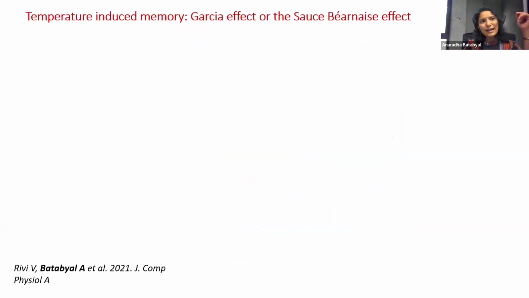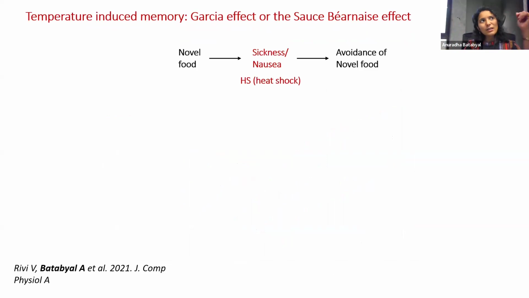And what we found, as a chance discovery, was that these animals show a temperature-induced memory formation, which is called the Garcia effect or the sauce bearnaise effect. It came from the term sauce bearnaise because the experiment was first done on humans. If any of us eat something new, some novel food, and then fall sick or get nausea, we would avoid that food. We would always associate the sickness with that new food. If I have never eaten a pizza and I fall sick after having it, I will definitely associate my falling sick with the pizza, not with my dal rice, which I eat every day.